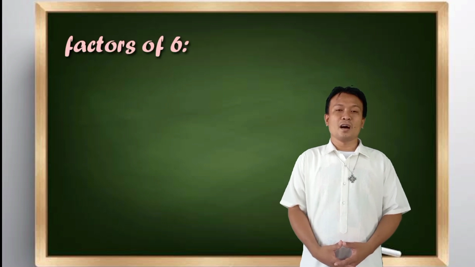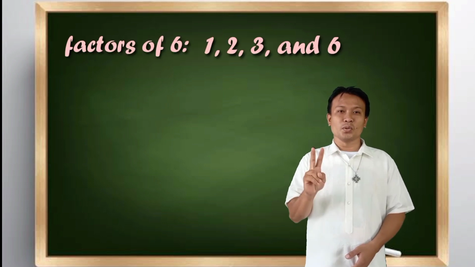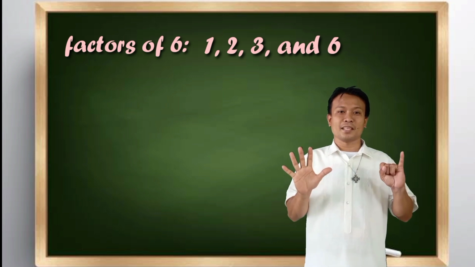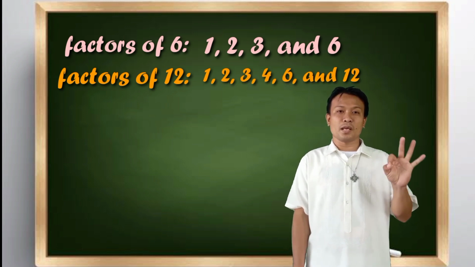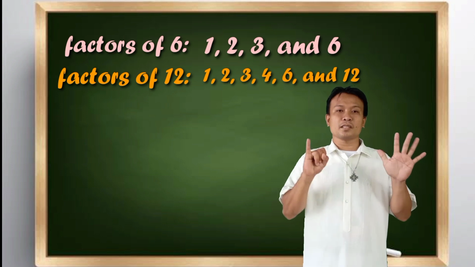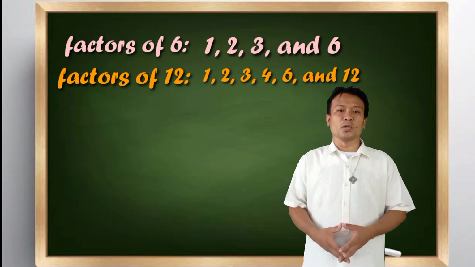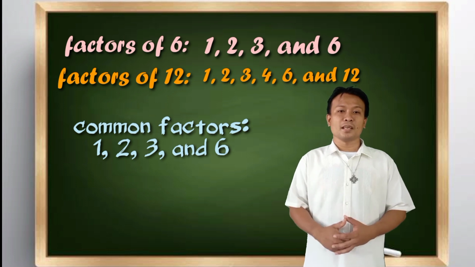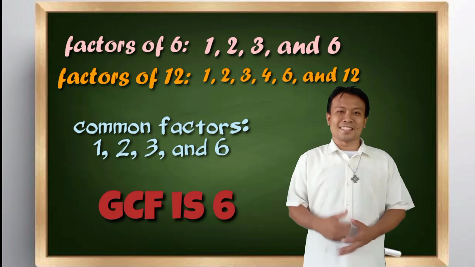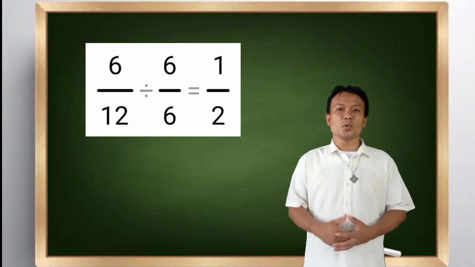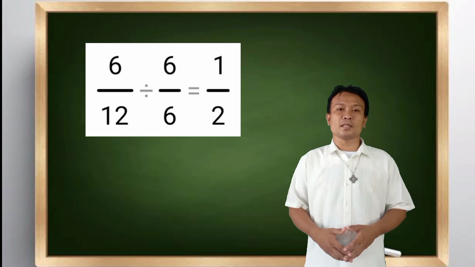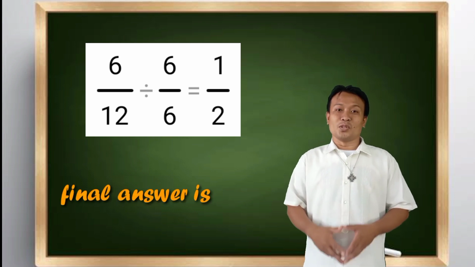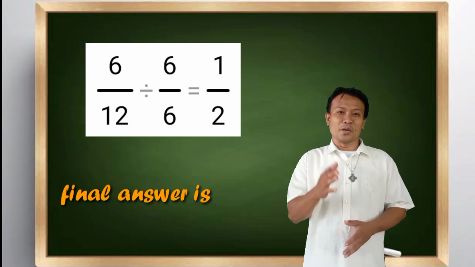The factors of 6 are 1, 2, 3, and 6. For 12, the factors are 1, 2, 3, 4, 6, and 12. Of the common factors 1, 2, 3, and 6, the greatest is 6. Therefore, divide both sides by 6. 6 divided by 6 is equal to 1. 12 divided by 6 is equal to 2. So the final answer is very good, 1/2.